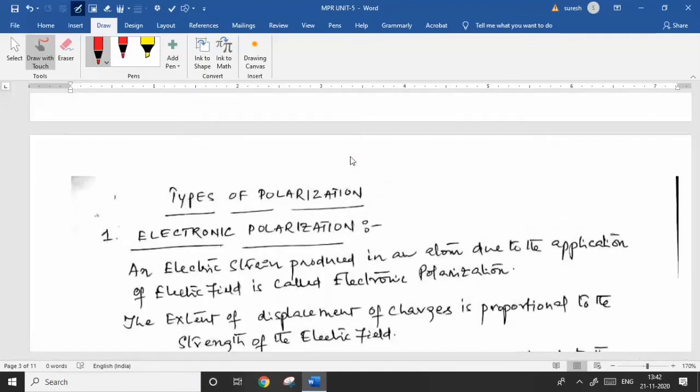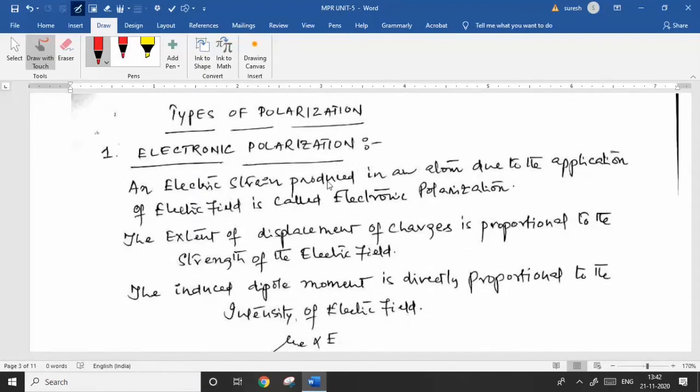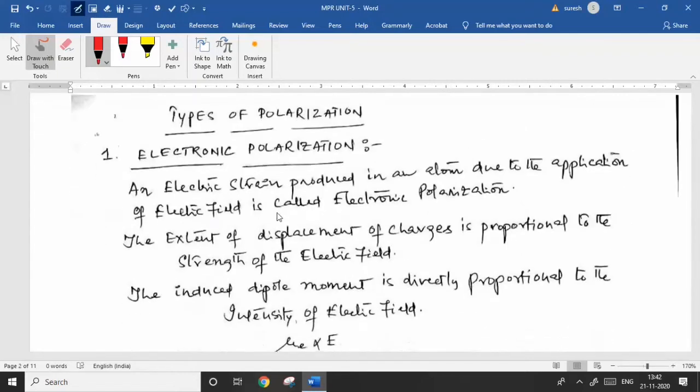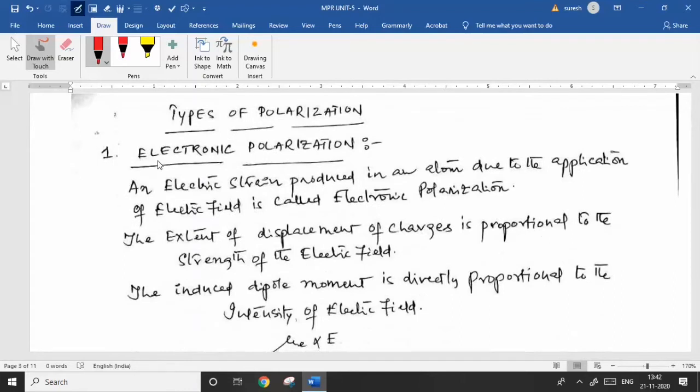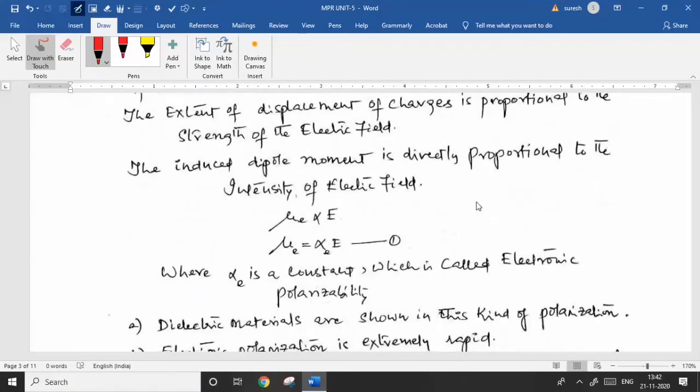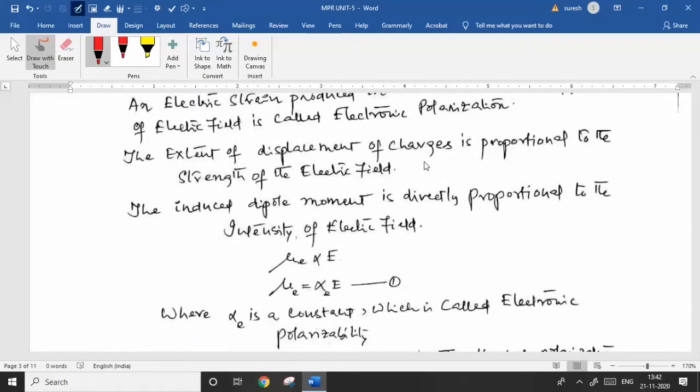Based on the characteristics of dielectrics from an atomic point of view, I would like to classify the types of polarization into three types. Number one is called electronic polarization. Let me tell you what exactly electronic polarization is. An electric strain produced in an atom due to the application of an electric field is called electronic polarization. That means the extent of displacement of charges is proportional to the strength of the electric field.